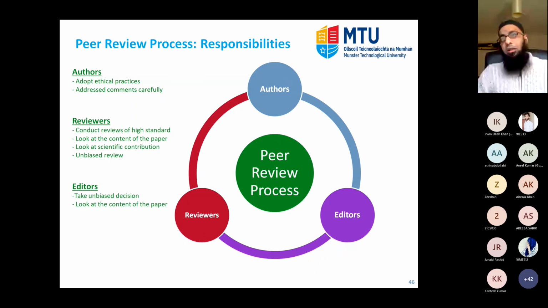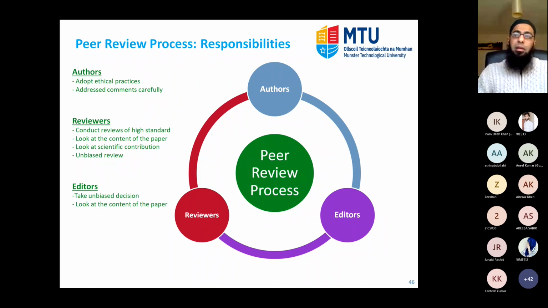Now, looking at the peer review process, there are different responsibilities. There are three major actors in the peer review process: authors, reviewers, and editors. The responsibility of authors is that when they write their research articles and communicate the scientific knowledge they created, they adopt ethical practices. When they receive comments from the reviewers, they try to address those comments carefully, and they do not try to influence the reviewers or editors using any unfair means to get their article published.